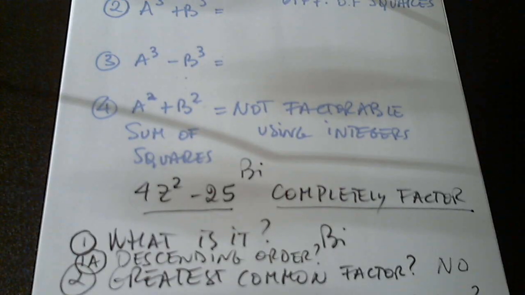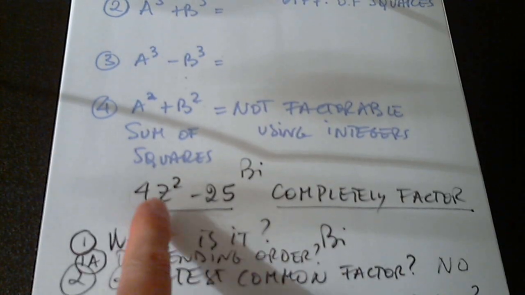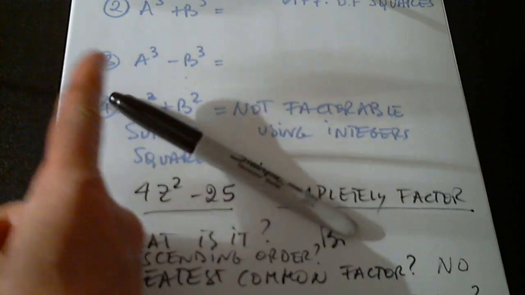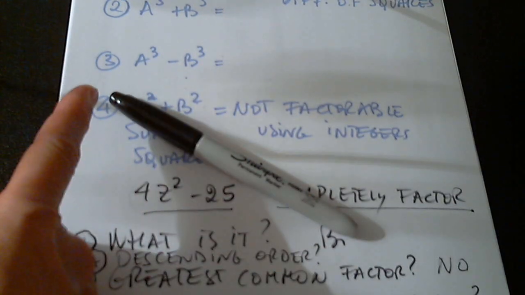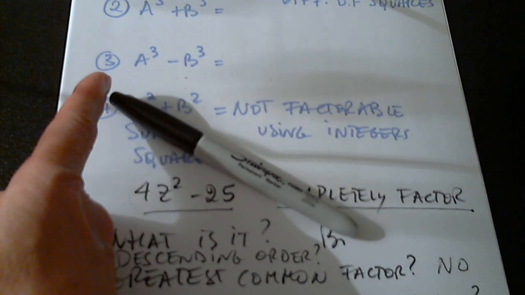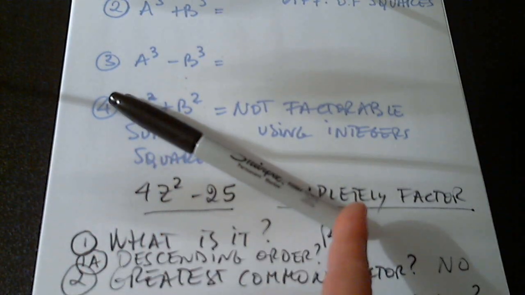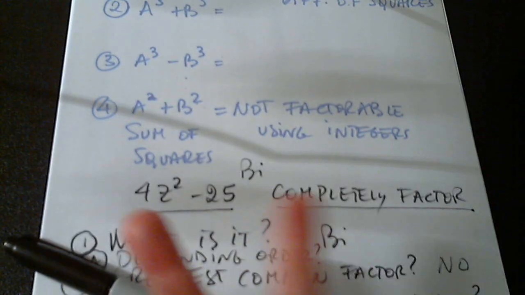I skipped it because it wasn't needed, but I cannot skip this question. So what is it? Binomial. Is it in descending order? What does descending order mean? Descending order means going from the highest power of the variable, to the next highest, and the next. In this case, I only have two terms.